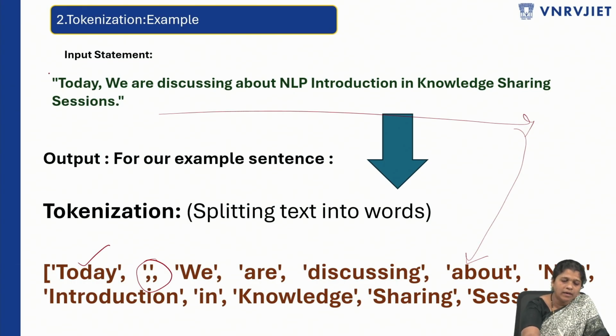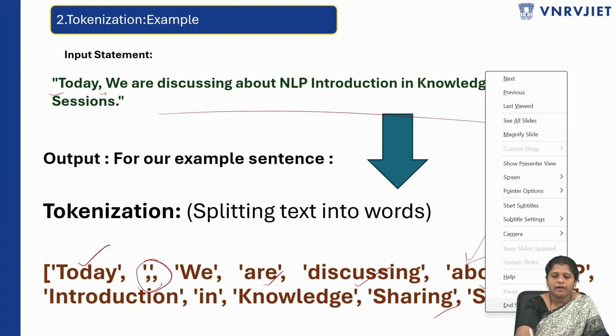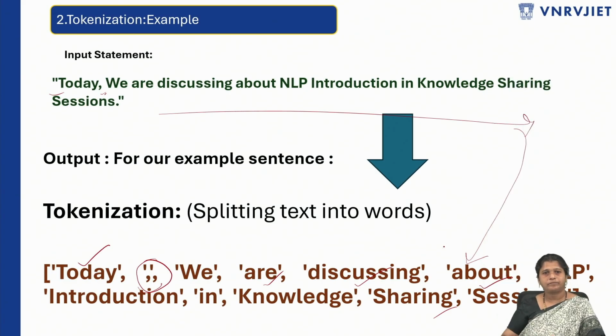In this input, I have considered the input which is not free from any double quotations or comma and all. I have taken the raw text, the raw given input statement as it is. So in this, you are having the tokens which are being split as double quotation as one token, we are as one token, discussing as one token, about, sharing. Likewise, we are having some 6 to 7 tokens from this given input text.